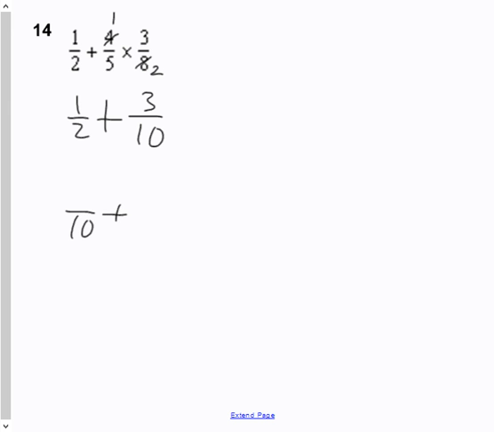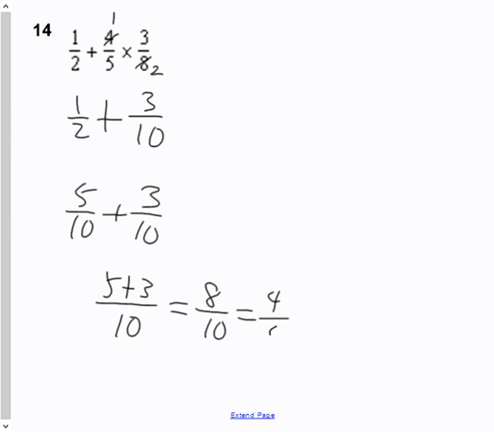Find your common denominator of 10. First fraction, 3/10 stays 3/10. This becomes 5/10. Now you're adding, so add your numerators and keep your denominator, you get 8/10. In lowest terms, don't forget, if you have 8/10, check to see if you can divide it by any common factors. You have 4/5 as your final answer.